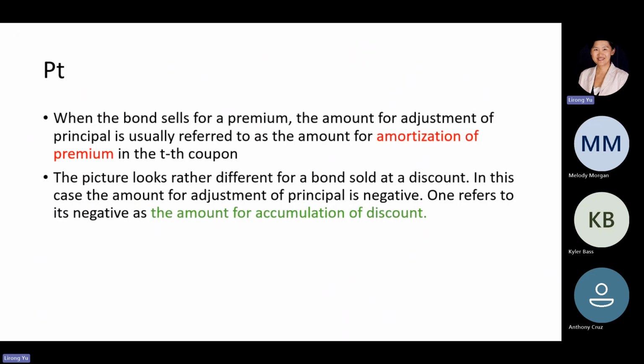Now, on the other hand, if P is less than C, so you have a discount, then PT is going to be negative, so negative PT is positive. That part, the difference, is called the amount for accumulation of the discount. So we have an amount for amortization of the premium or an amount for accumulation of the discount. They pretty much mean the same thing, which is essentially the absolute value of PT.